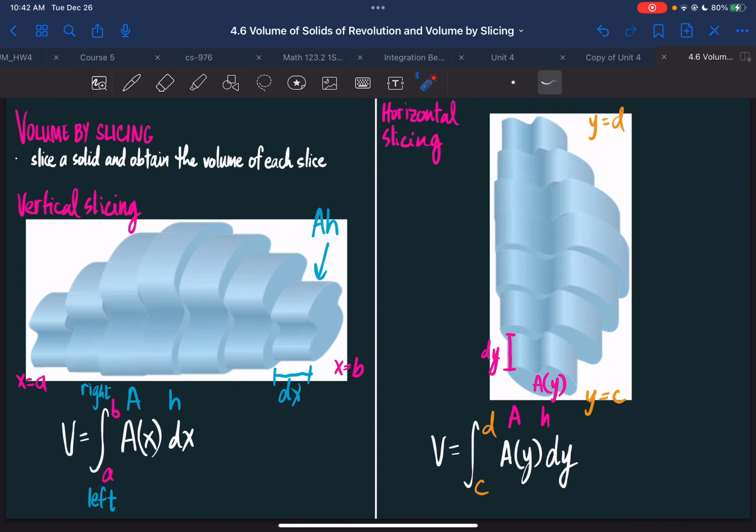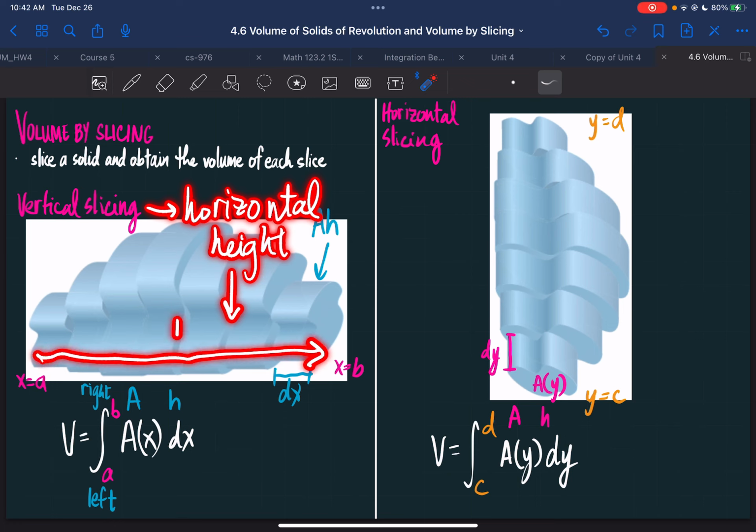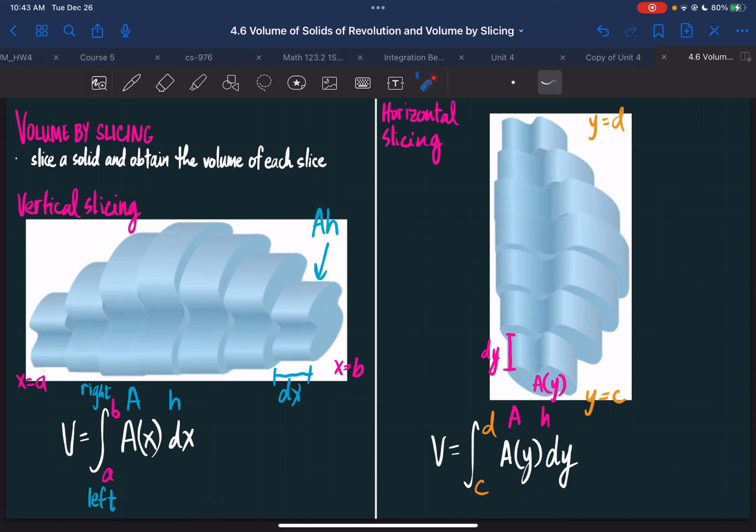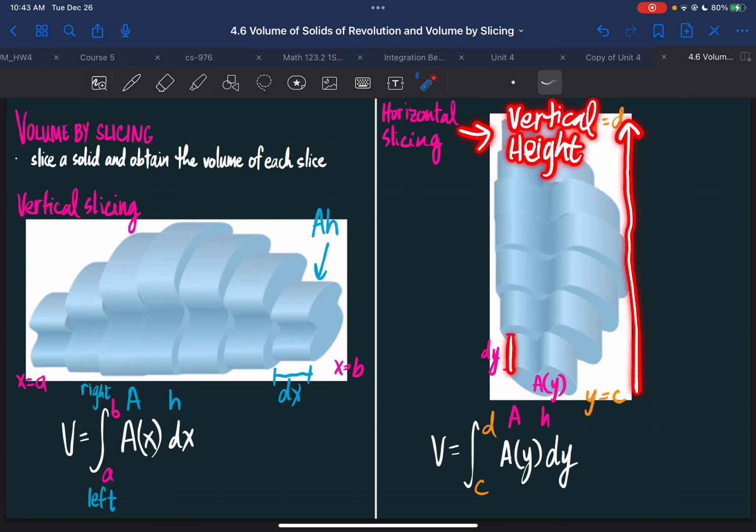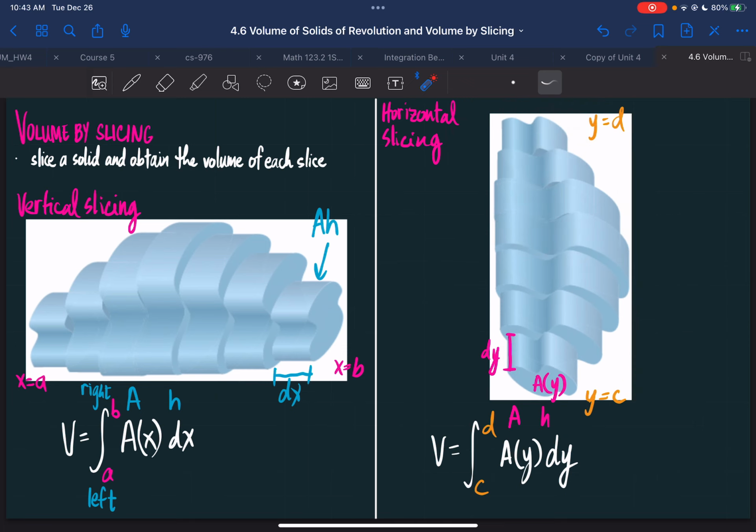Okay, so once again, for vertical slicing, that means you have a horizontal height, and with a horizontal height, for us to span the entire solid, we are moving through x. While for horizontal slicing, you have a vertical height, and with a vertical height, that means we are spanning through values of y to span the entire solid. So that means we are moving through values of y.